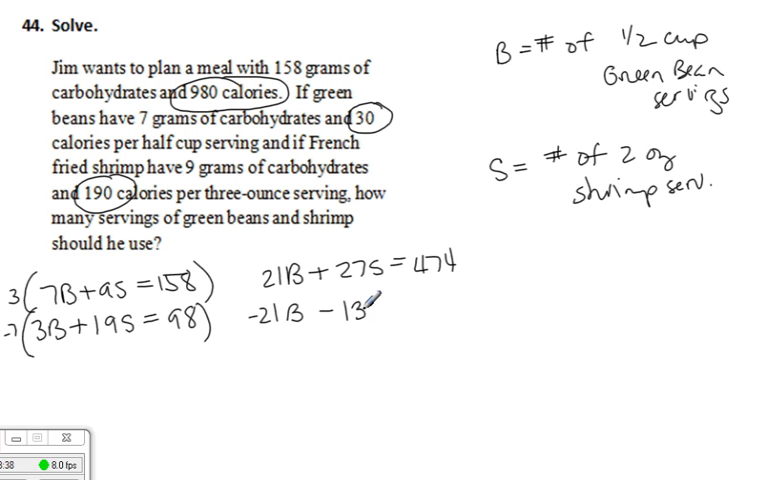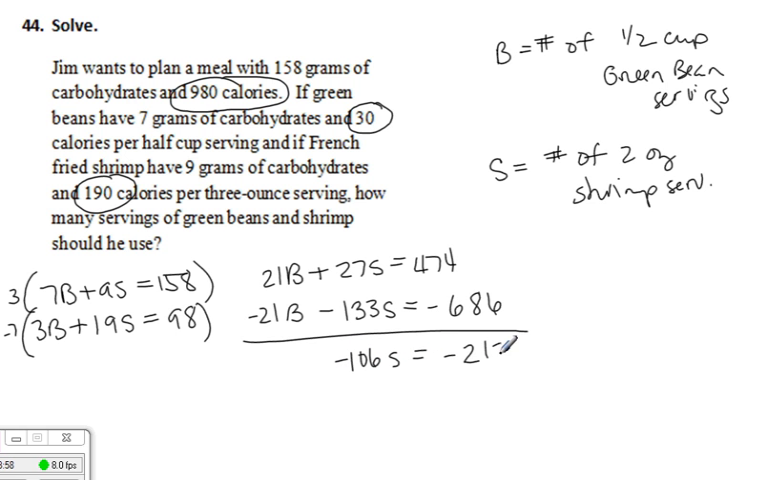And my second equation would give me -21b minus 133s equals -686. B's are eliminated. These two will add up to be -106s equals -212. Divide both sides by -106, and we'll have the number of shrimp servings will be 2.